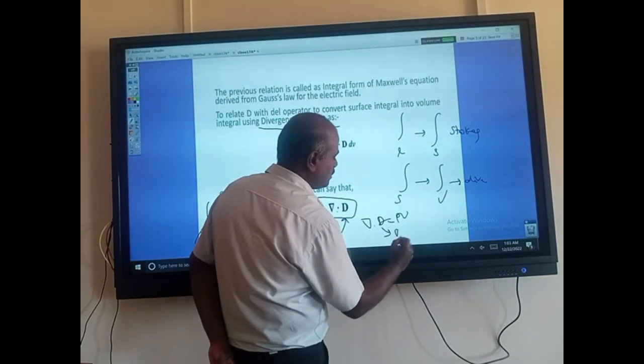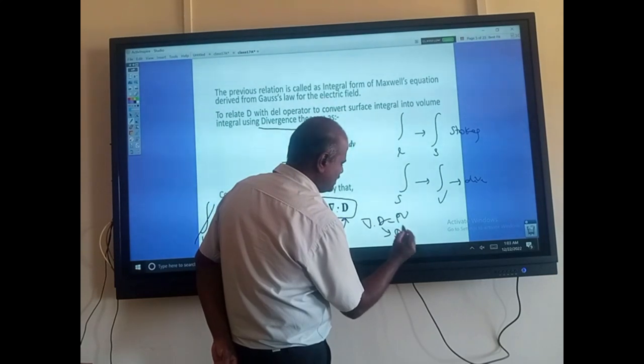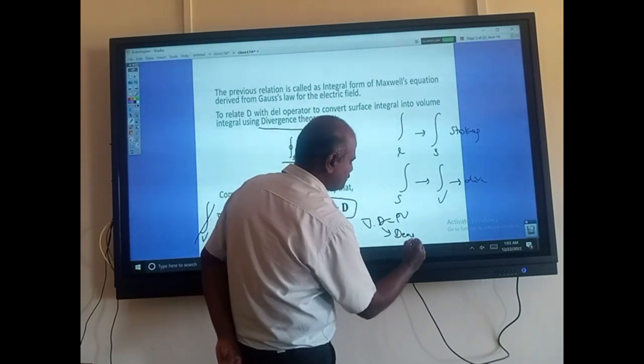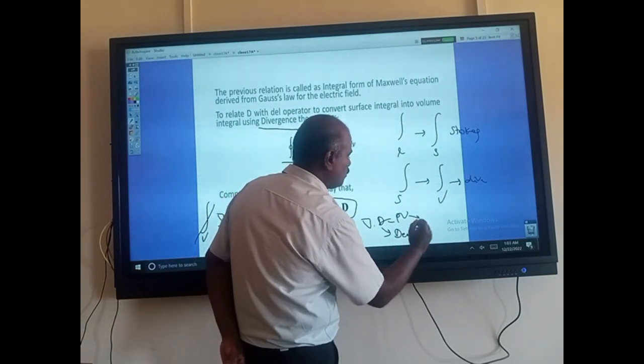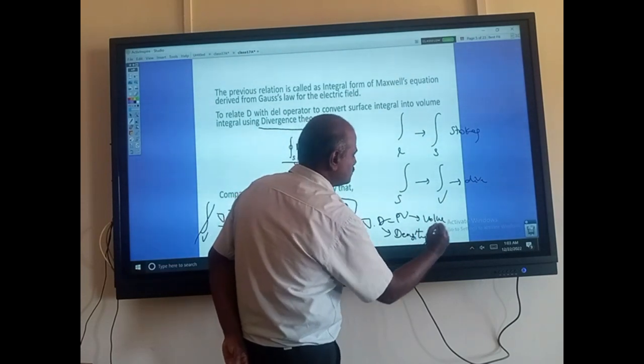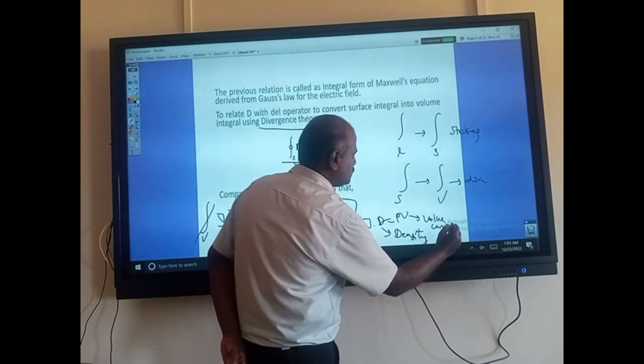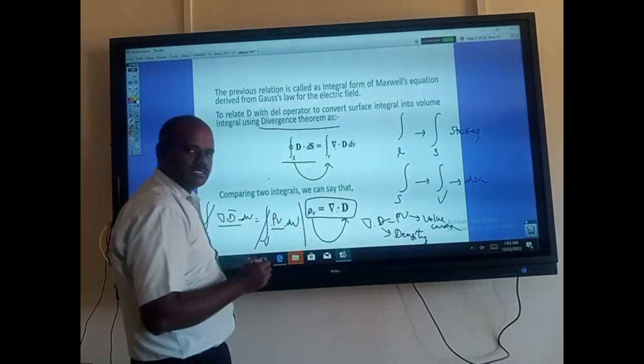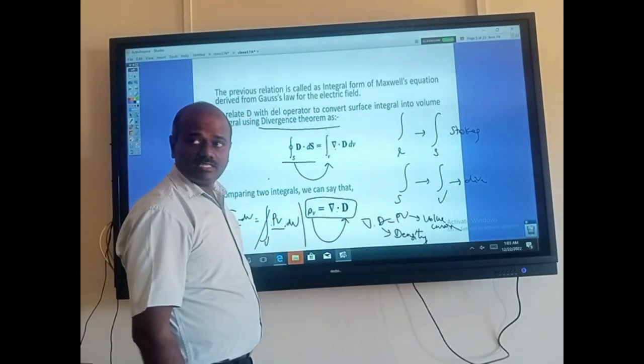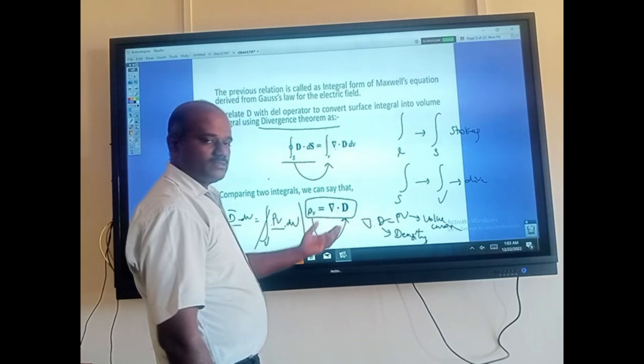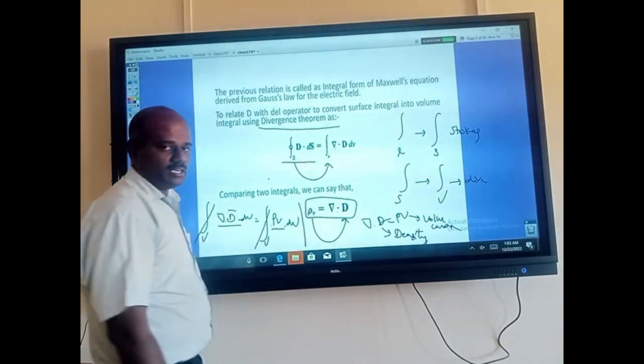D stands for electric flux density and rho v is the volume charge. So charges can create electric flux lines, and they are diverging in nature. That is Maxwell's equation in differential form.